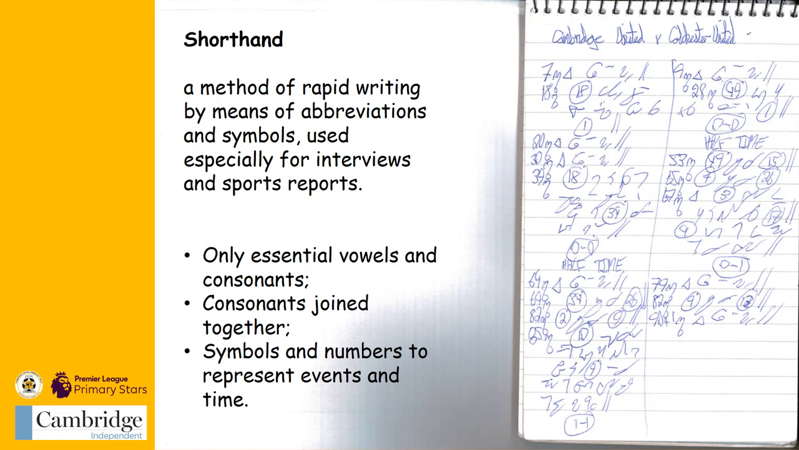So the way that journalists use shorthand so that they don't have to write as much is they only use essential vowels and consonants and often join the consonants together to make it easier for them to fit all of the information on a smaller piece of paper or on a smaller booklet. And the symbols and numbers that are used can represent events and time, and then this can be deciphered at the end and put into a match report.